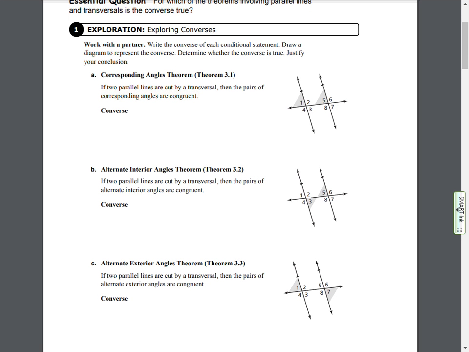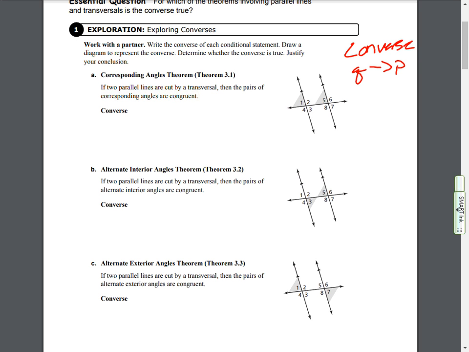We have to write the converse of each conditional statement. Remember, back in chapter 2, we talked about conditional, converse, inverse, and contrapositive statements, and the biconditional. Here we're writing the converse. What's the converse? Let's start with that. The converse, I'll write over here, is if Q, then P.